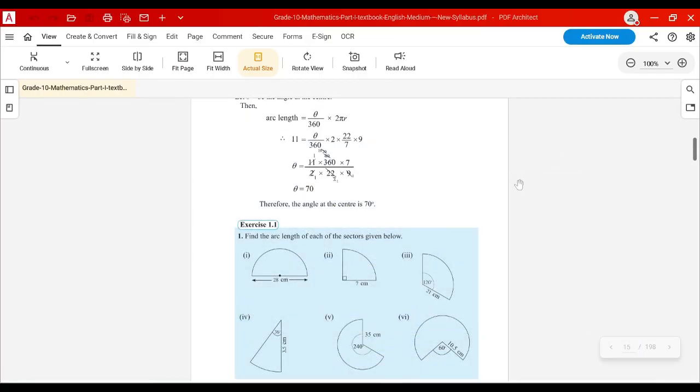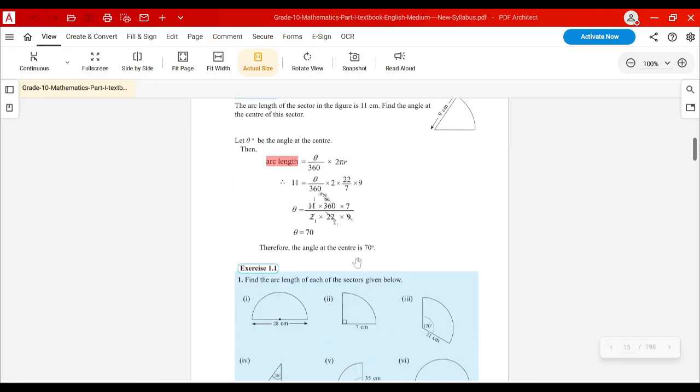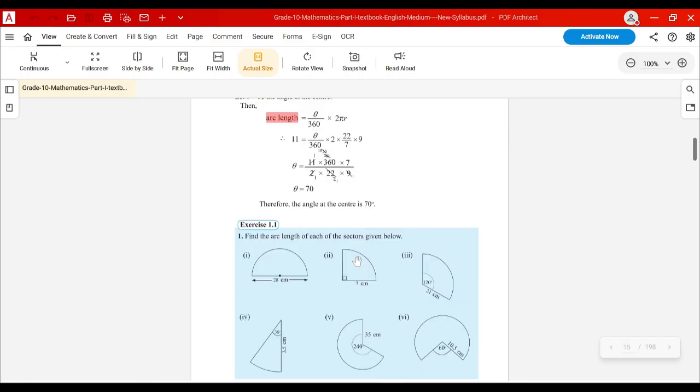Right. So exercise 1.1. We have to find the arc length of each of the given sectors below, right? So I hope you all know the formula of arc length, which is right here: theta over 360 into 2 pi r, right? So let's see the first one.